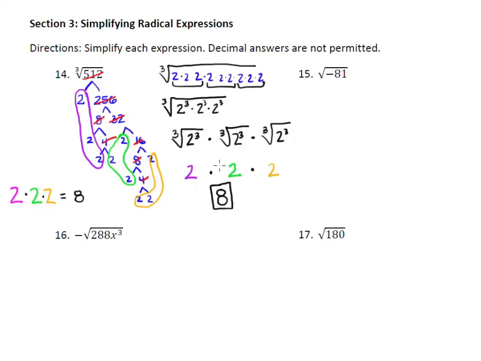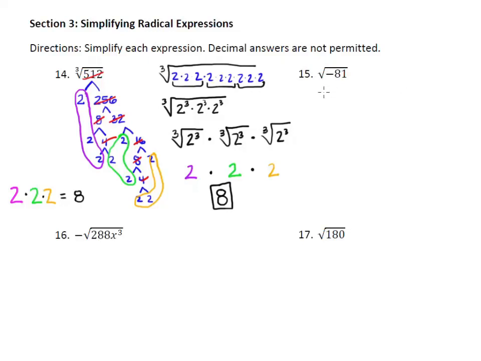Okay, so let's try number 15. 15 is a little bit different. You'll notice that there is not a number up here. It's a square root. So this time, instead of looking for groups of 3, we're looking for things that appear twice. Also, there is a negative inside of this radical. And it's actually that negative I want to deal with first.